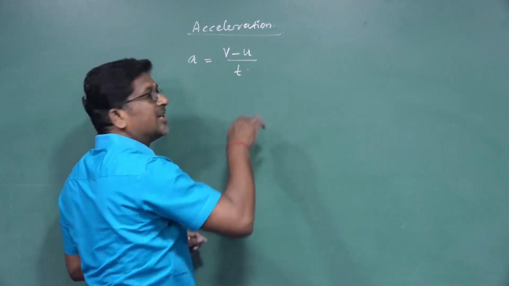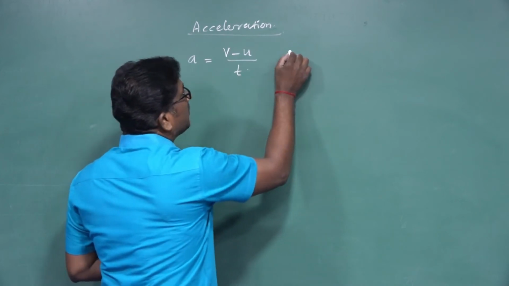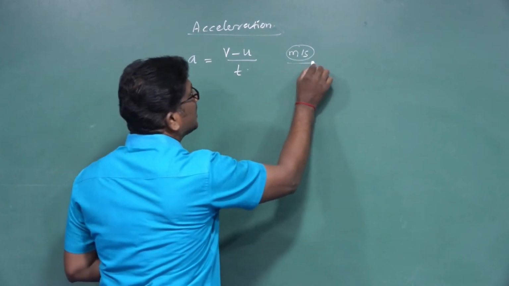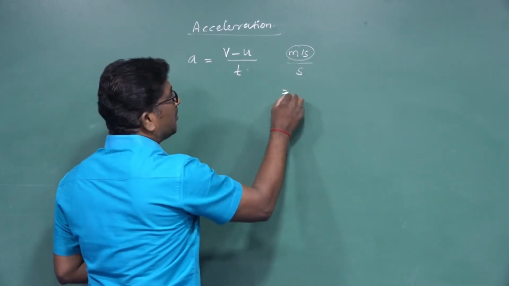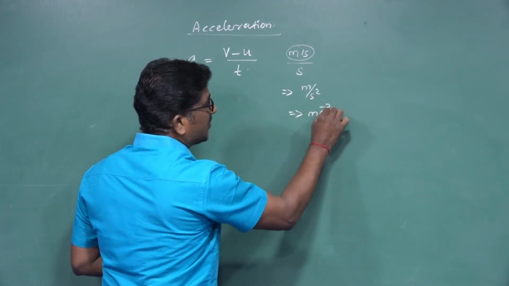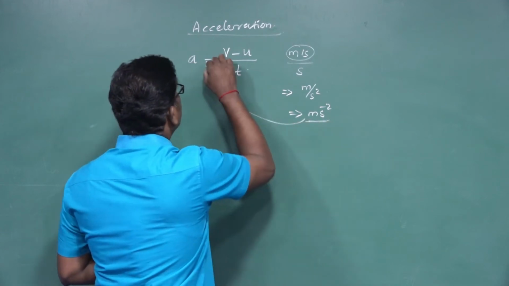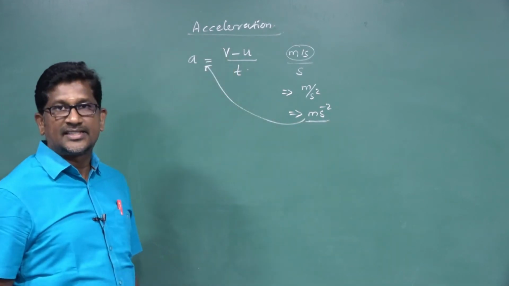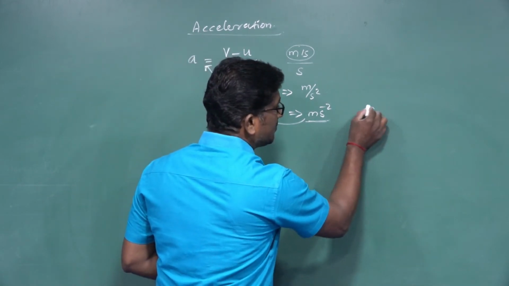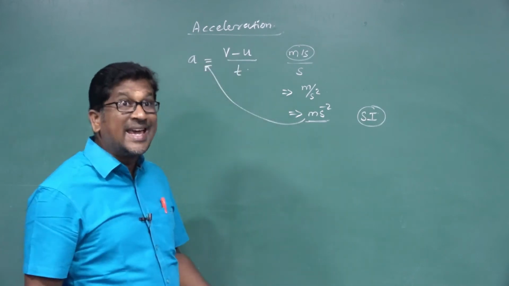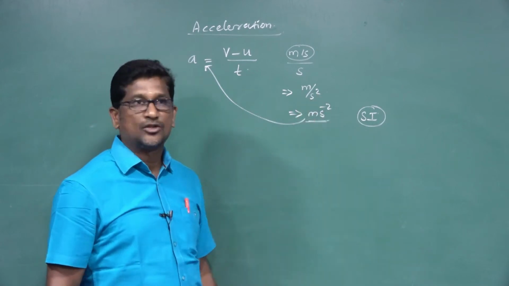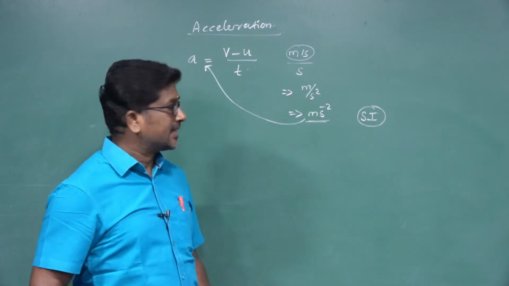We know the unit of velocity is meter per second, and the unit of time is second. So the unit of acceleration is meter per second square, or meter second power minus 2. This is the SI unit of acceleration. In the SI system, or MKS system, the unit of acceleration is meter second power minus 2, or meter per second square.